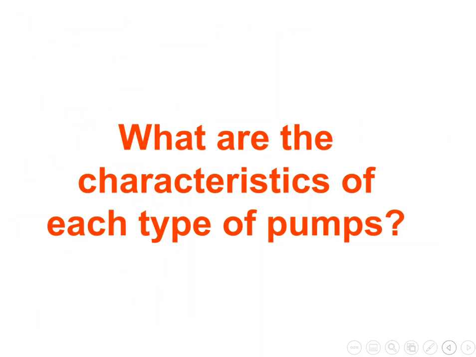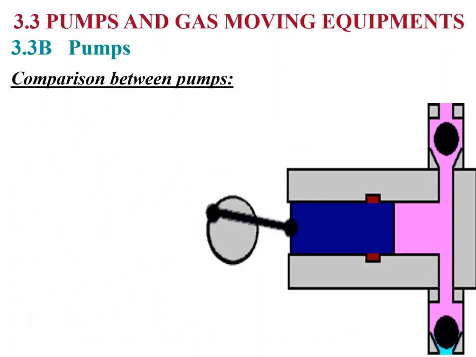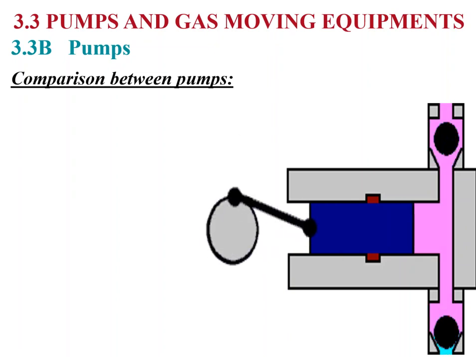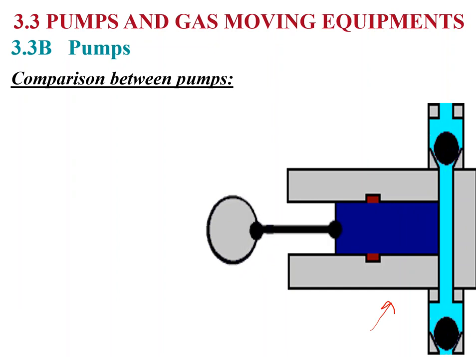So for the kinetic or dynamic pump, the centrifugal or radial flow pump is the main one. For the positive displacement, we talked about the piston cylinder and the rotary. So what are the characteristics of each type of pump? I mean, why do we have different types, and what is special about each type? For this type, what type is that? This is the piston cylinder or positive displacement.